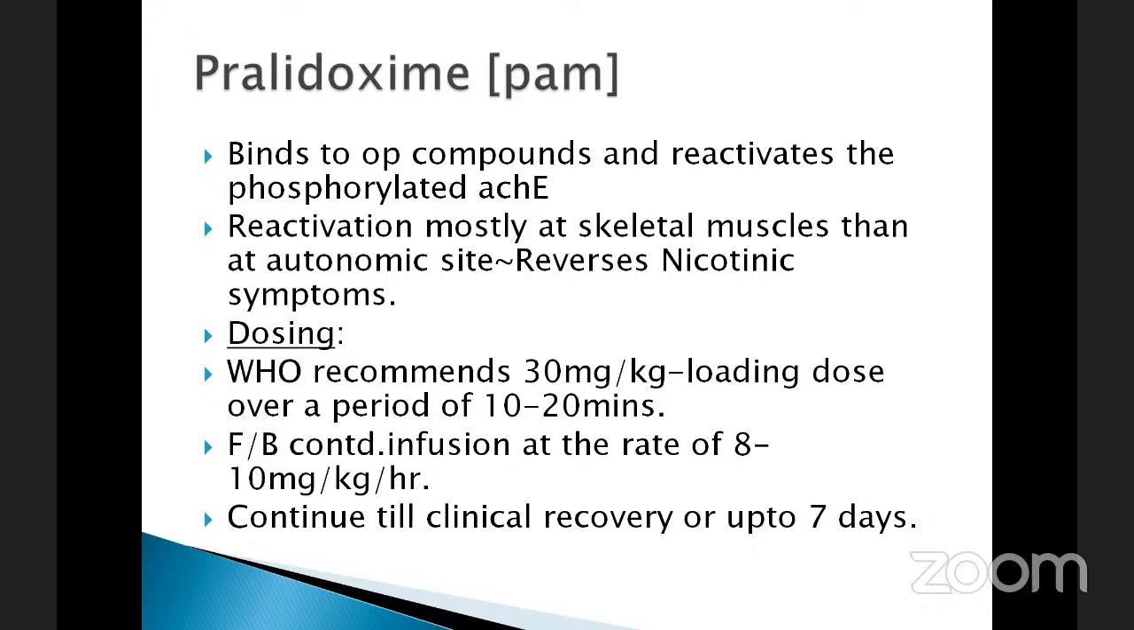Why is it called an antidote? What is an antidote? What are toxidromes? Antidote reverses the toxicity of poison.